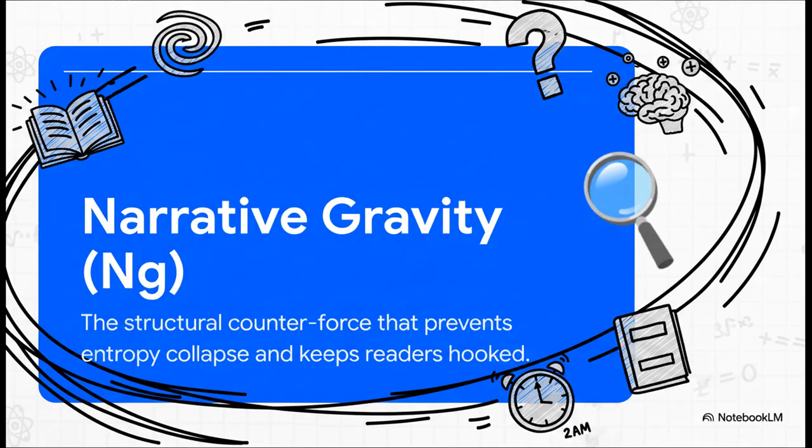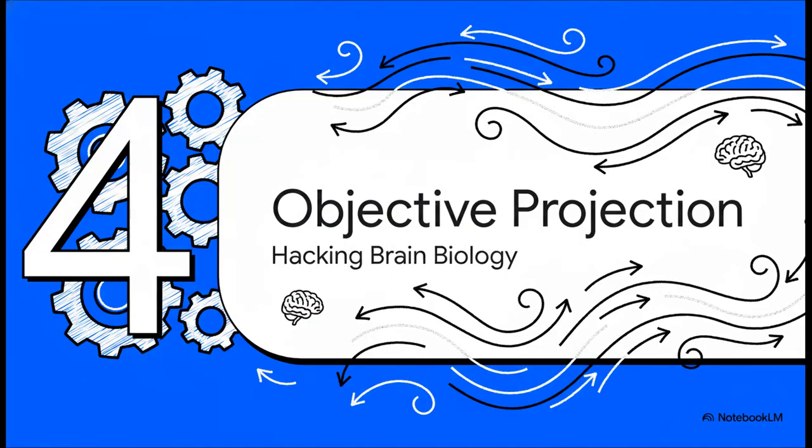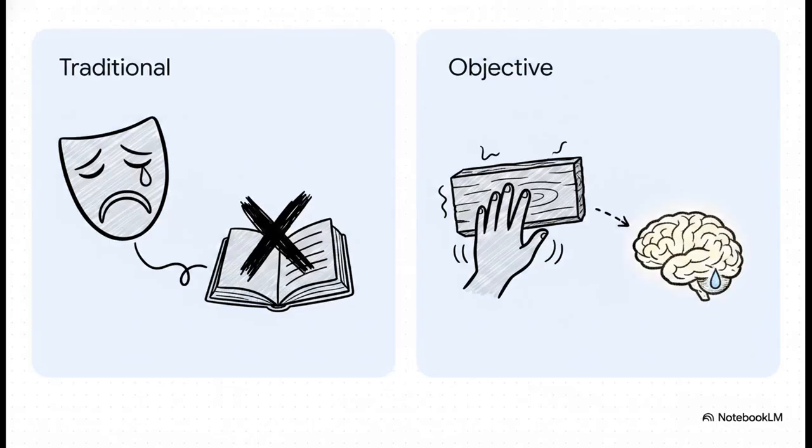That right there is the exact mathematical and biological reason you're up at 2 a.m. whispering, okay, just one more chapter. Let's dive into Section 4, the objective projection method, which is quite literally about hacking the brain's biological hardware. Okay, this is my absolute favorite part because here is where the theory transforms the actual writing process.